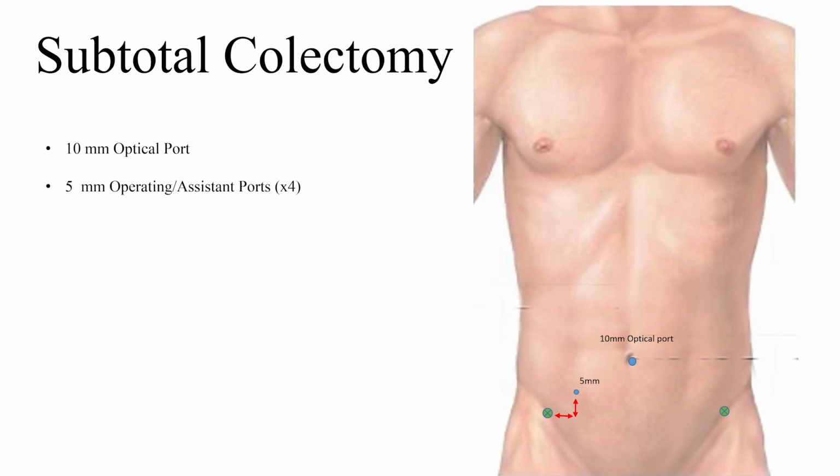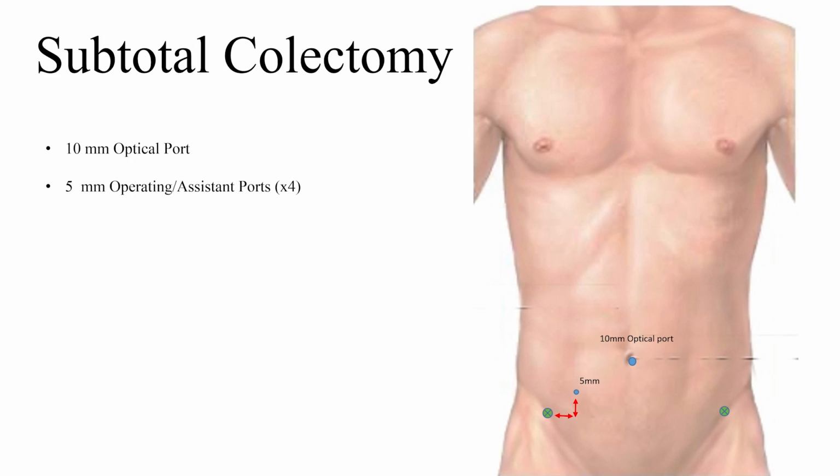We're going to describe 2 different setups for subtotal colectomies. In the first, we use 4 5 mm ports. First one is placed 2 finger breadths medially and 2 finger breadths superiorly to the right superior anterior iliac spine in order to avoid hitting the pelvic brim when dissecting the right lateral part of the rectum.